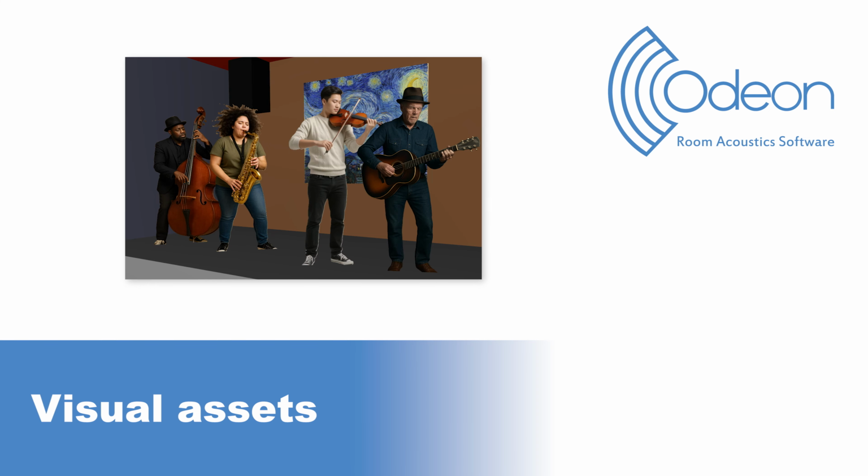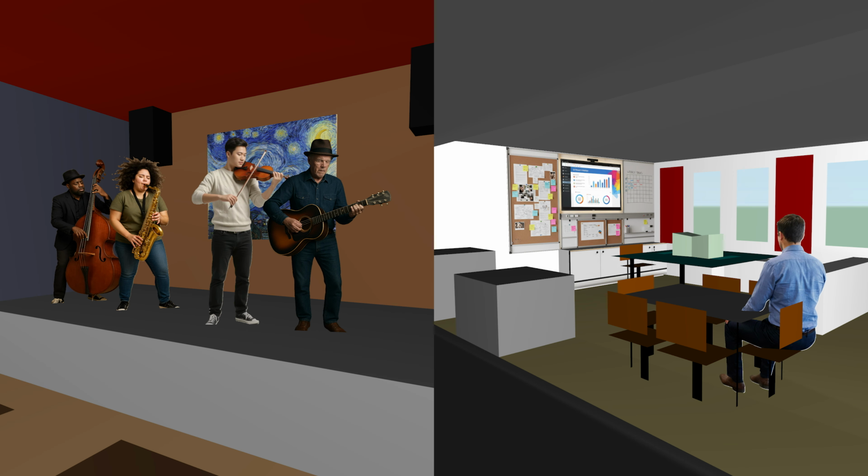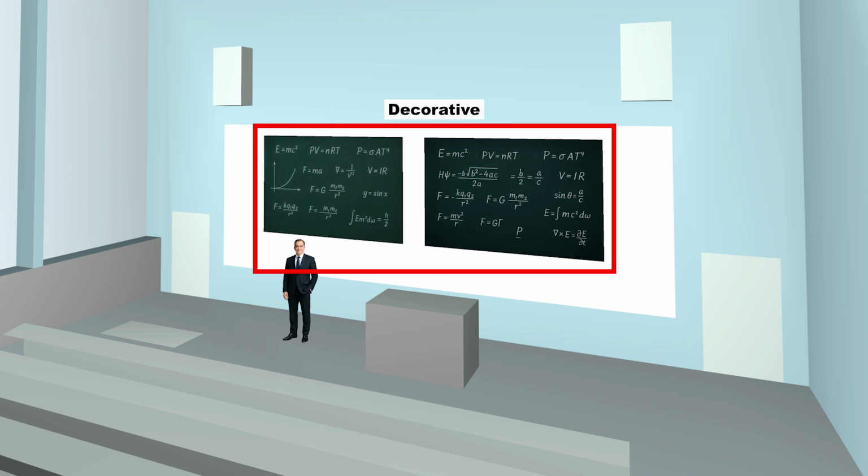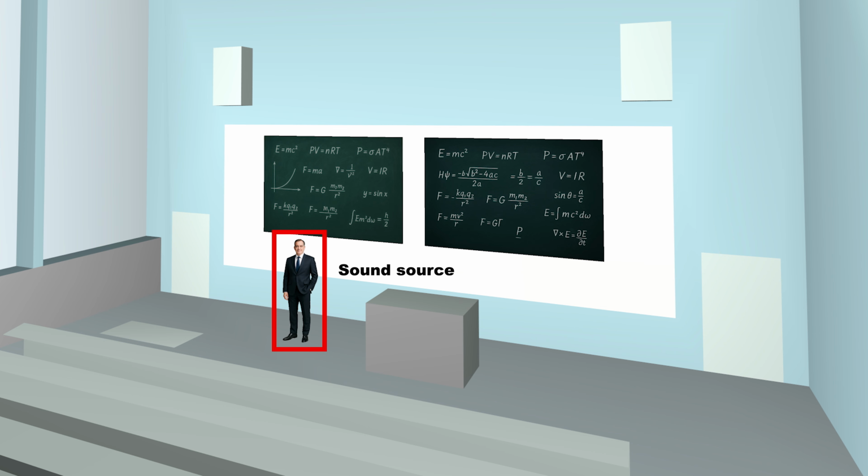In this video, we will explain visual assets. In Audion, visual assets are 2D and 3D objects that you can place in the 3D render to enhance and contextualize the visuals of your model, such as people or wall decorations. You can add visual assets anywhere in the model for decoration. You can also assign visual assets to sources and receivers, so that they are represented with the chosen asset rather than the default red or blue sphere.